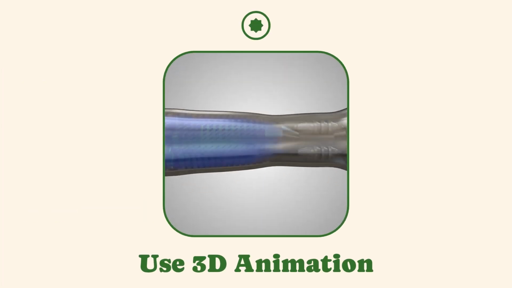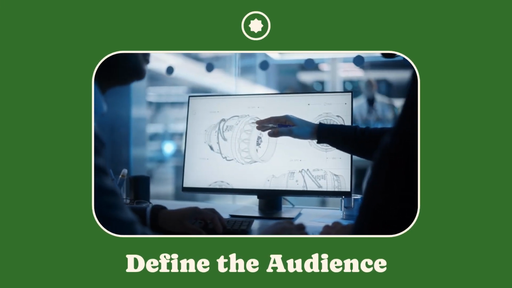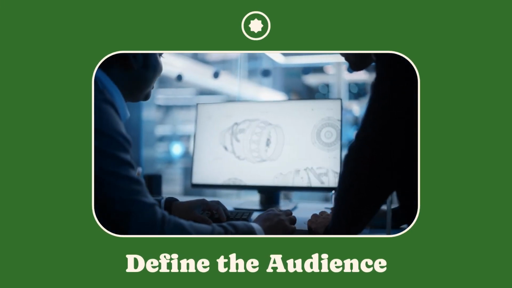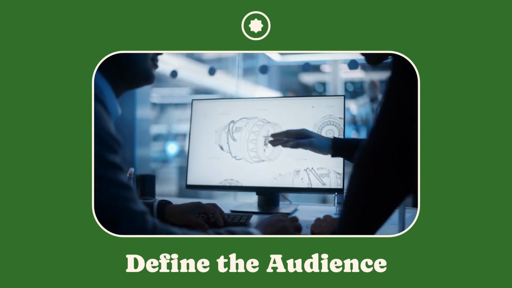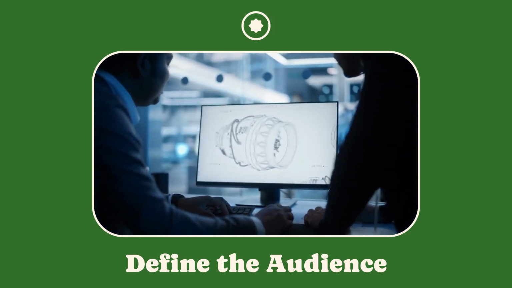Always use terms like 3D animation or cutaway view to ensure the AI generates clear, detailed mechanical visuals, which is essential for education. Finally, defining the audience, such as engineering students or school students, will help the AI select the appropriate level of technical vocabulary and the overall instructional tone.